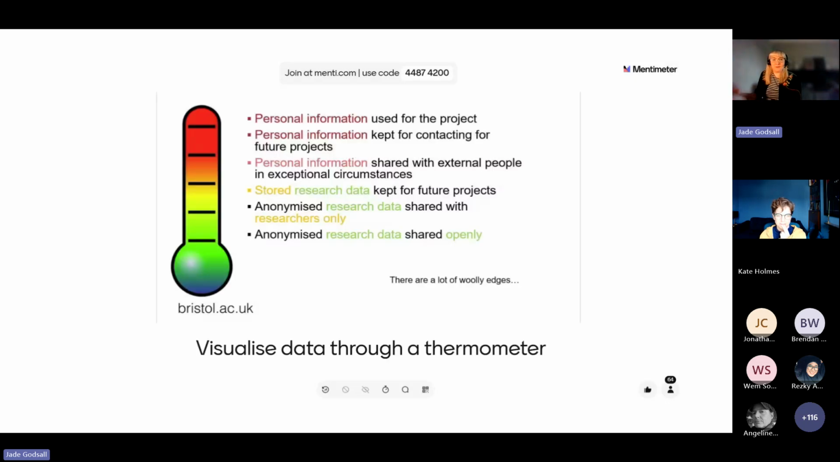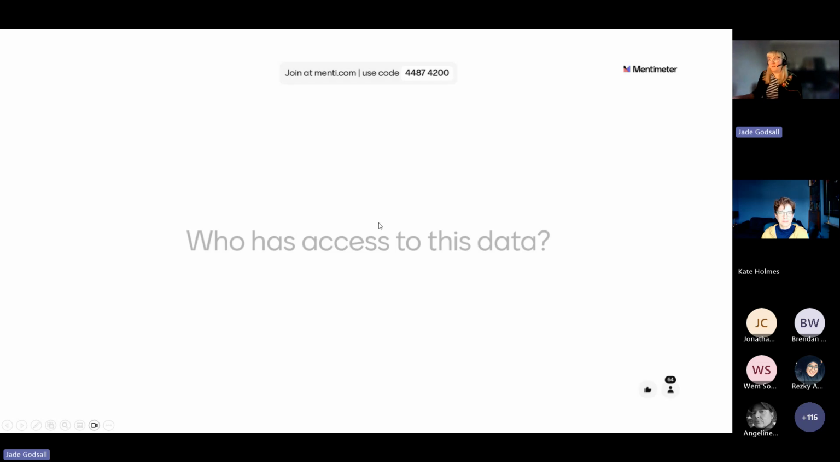We sort of visualize it as like a thermometer. The hotter the temperature, the more confidential the information. So that's going to be personal information used for the project or keeping contact for future projects, which under GDPR you can't retain for longer than is necessary for the original purpose it was collected. You've also then got the cooler stuff, the anonymized research data that can be shared openly. There are woolly edges, but it helps to visualize the different data tranches, storage, access, and retention requirements.